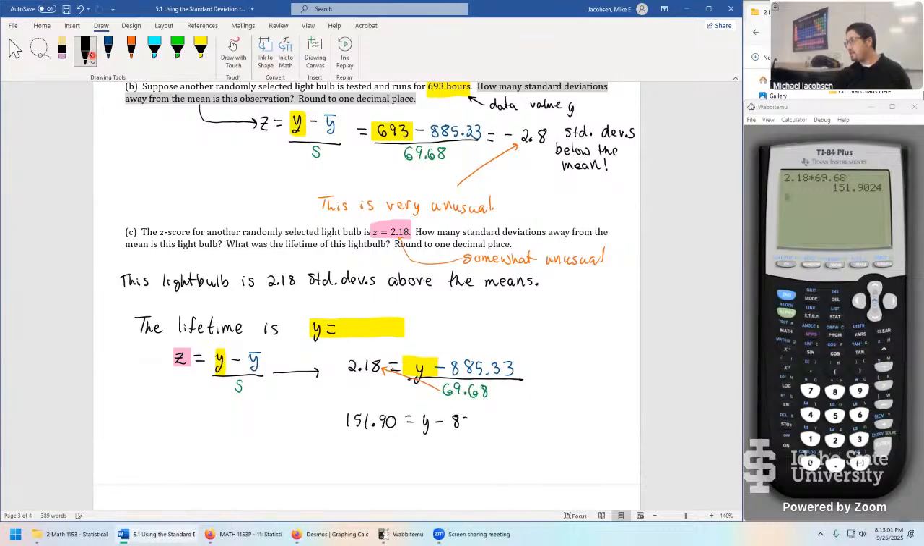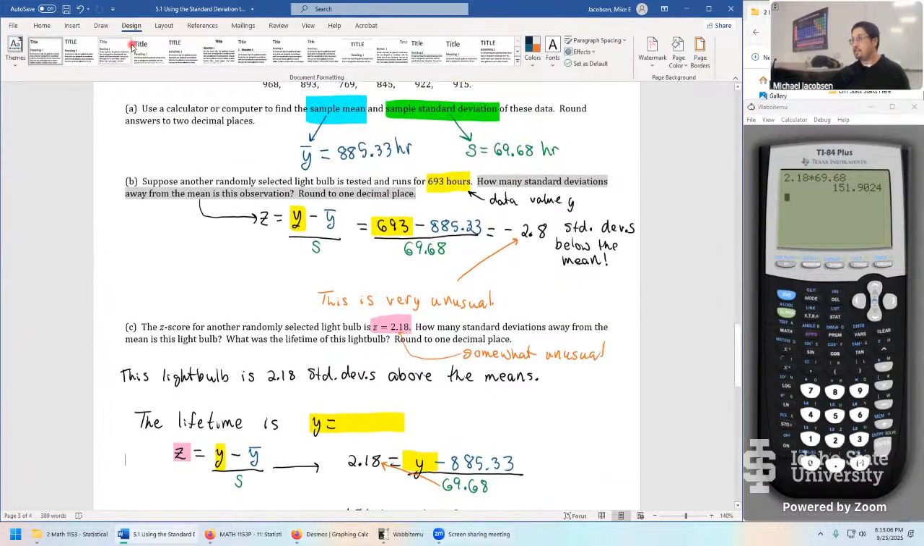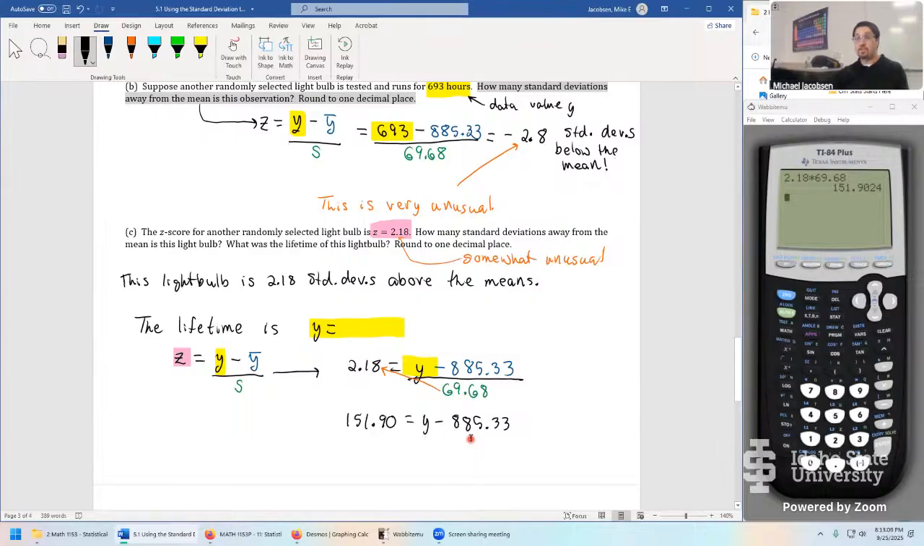Equals y minus 885.33. So that's halfway done. Last thing to do is just add 885 to both sides of this equation. The calculator is ready to go for that step. You literally just hit plus right away, 885.33. And this is the number we'll take. This one will round to the 1 decimal place. So this will come out as 1037.2. These were light bulbs with hours in runtime, so this was in hours, equals y.